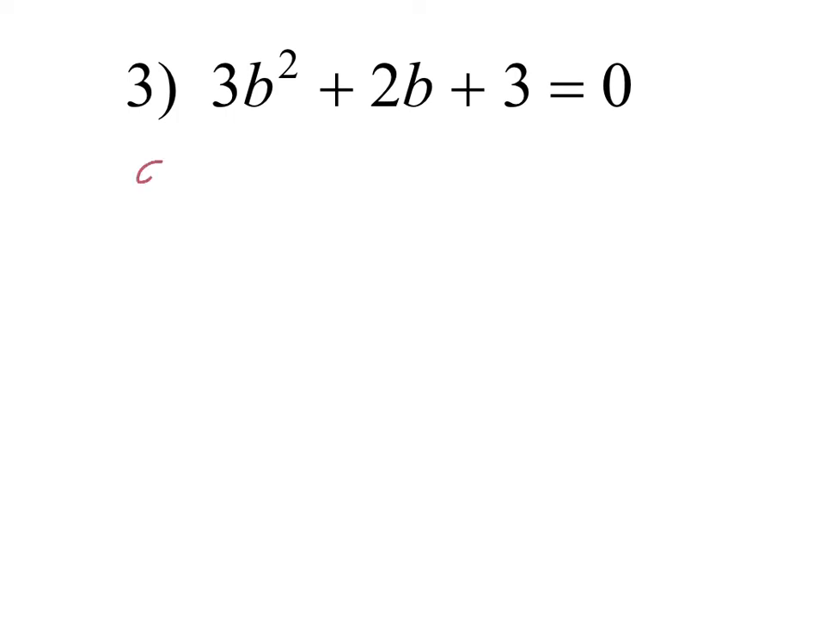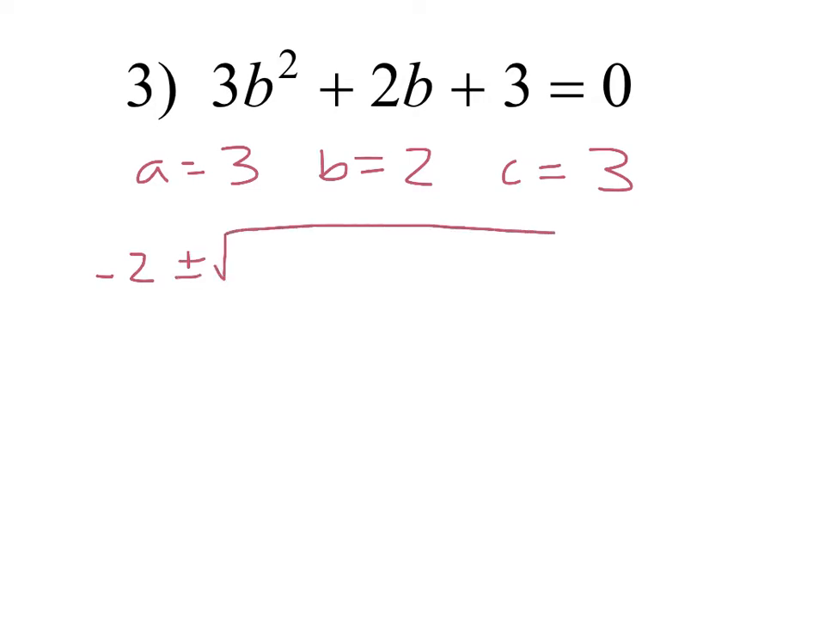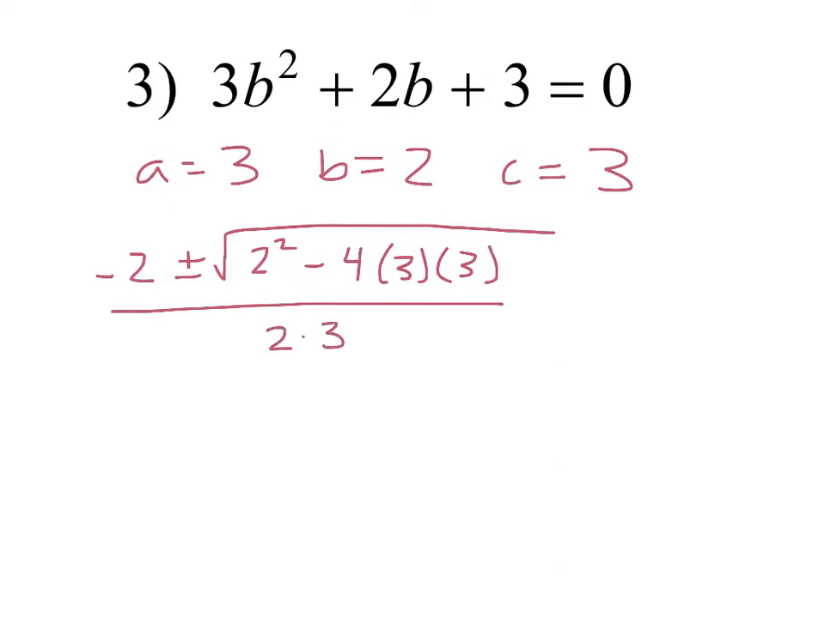What's our A? 3. What's our B? 2. And what's our C? 3. So now we just plug that into our quadratic formula. So we have -b plus or minus the square root of b squared minus 4ac over 2a. And now we simplify. So we have -2 plus or minus.